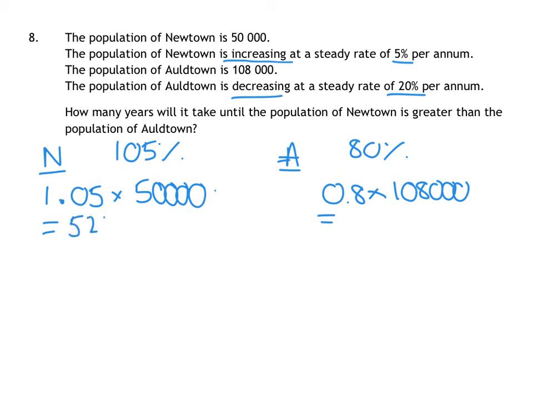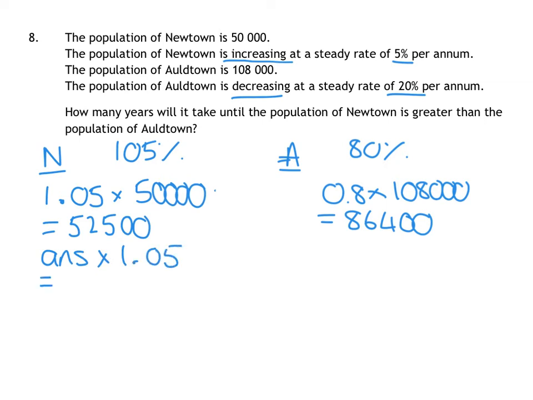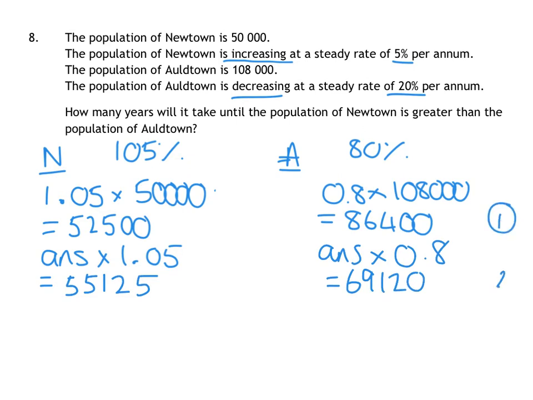Okay, so our first year, if we do those 2 sums, gives us 52500, and the other town gives us 86400. So it's not year 1. So we do the same again. Now you literally can just do your answer times 1.05 on your calculator. Gives you 55125. On the other town, you can just do your answer times 0.8, which will give you 69,120. So this was year 1, this was year 2.